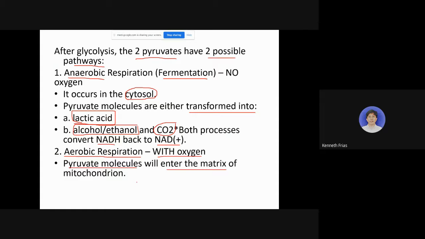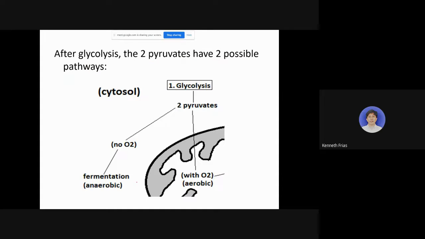Okay, so in the next stage, since we're now on aerobic respiration, we assume that there's a presence of oxygen. So this is the illustration here: glycolysis to pyruvates. If no oxygen, fermentation, so still in the cytosol. And if there's oxygen, straight to the mitochondrion, in the matrix.